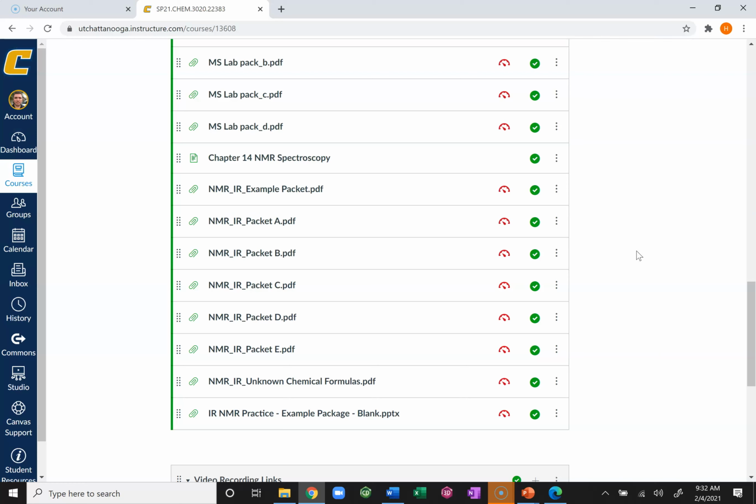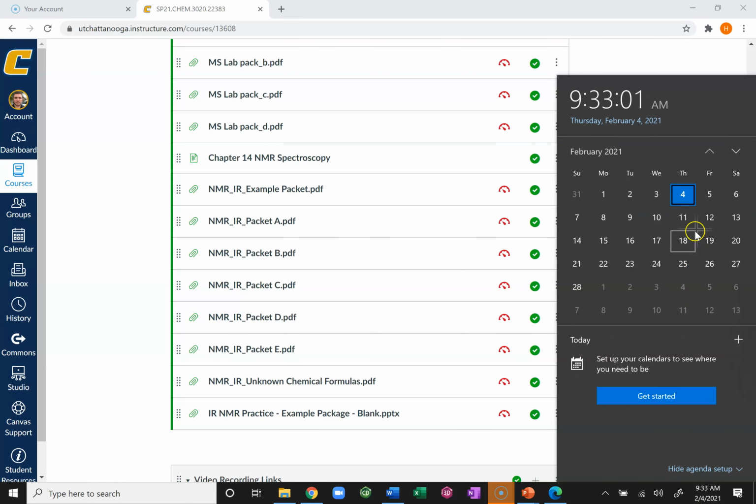So when do you want all the packets completed? The NMR package is due on the 11th of February, a week from today. And then next week we'll start mass spec. I want that due on the 18th, which is the day of our milestone, milestone 6.